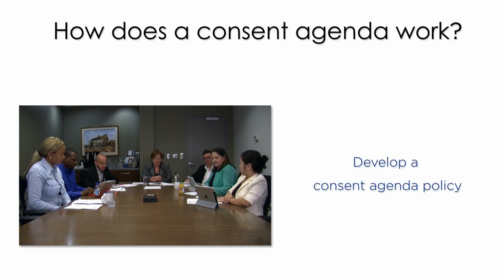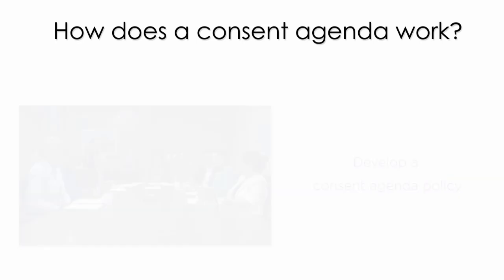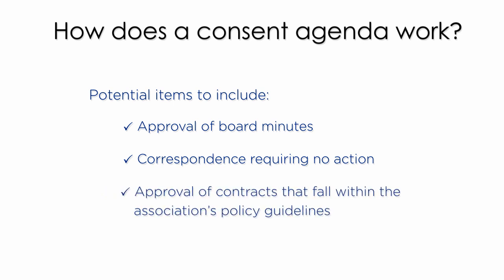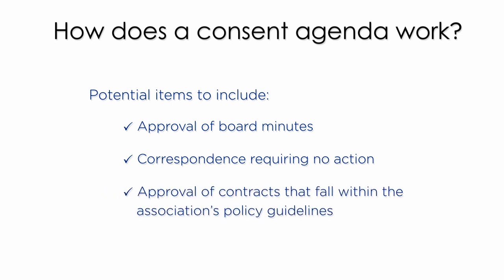Once approved, you'll want to develop a policy about what may and may not be included in the consent portion of the agenda. Here are some examples of items that could be included in your consent items section. Approval of board minutes. Correspondence requiring no action. Approval of contracts that fall within the association's policy guidelines.